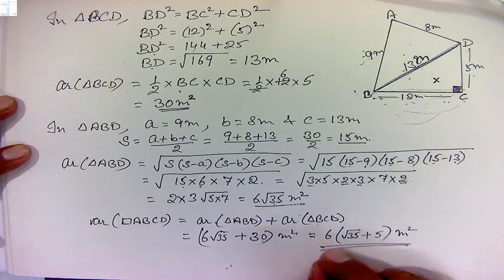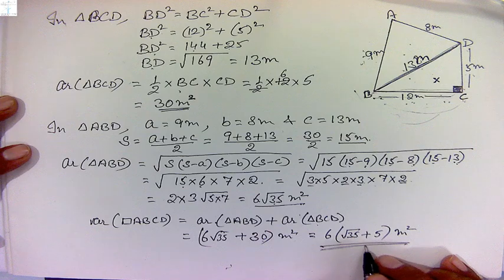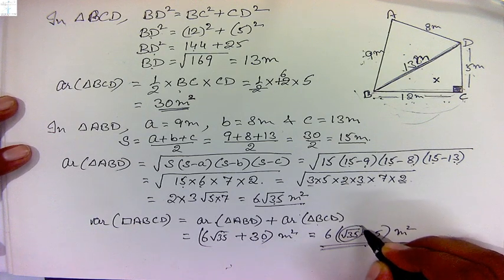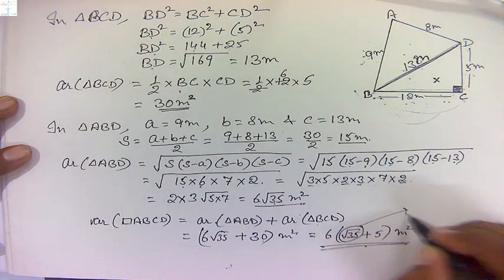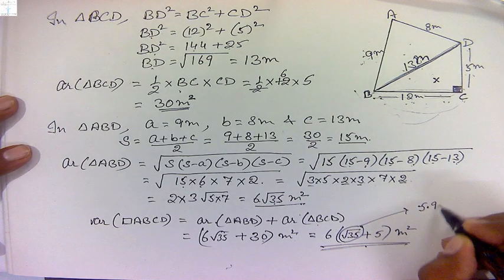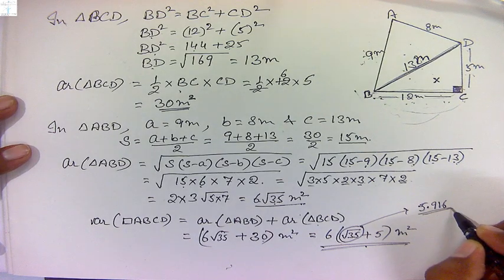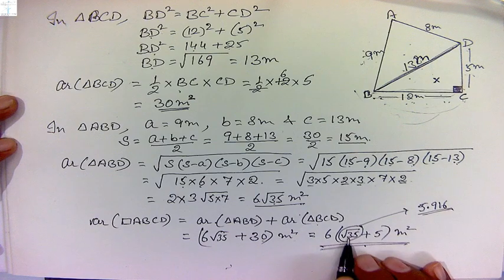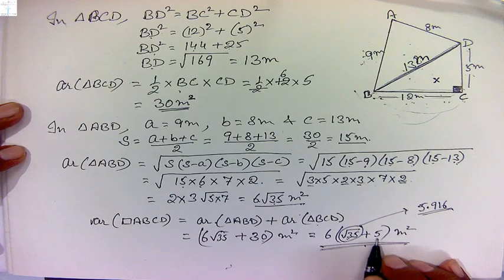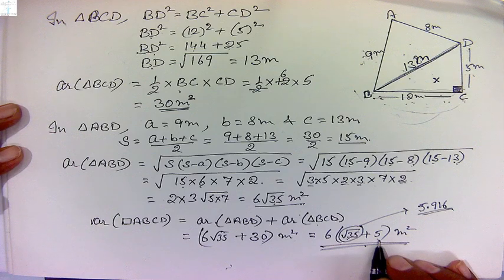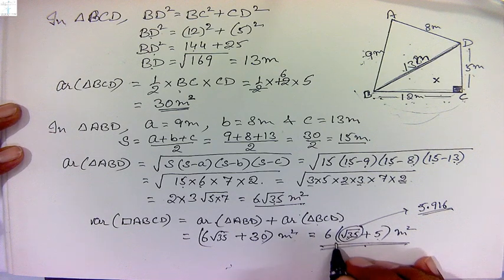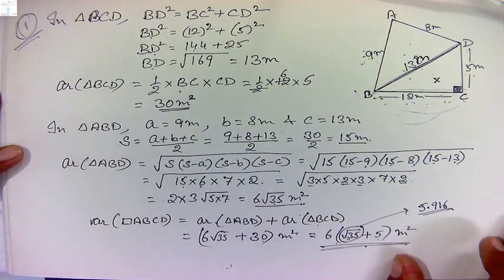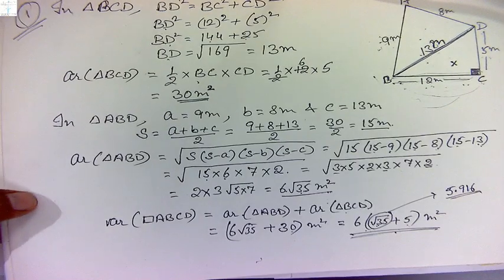And if you need to find the area in terms of decimals, then you will just find the square root of under root 35, which will be approximately 5.916. Then you can further simplify it. If you substitute this value, 5.916 plus 5 will give you 10.916, and 10.916 you will multiply by 6. So this is your solution for the first question. Now let's move towards the next question.